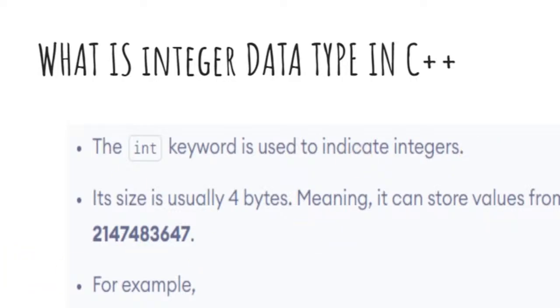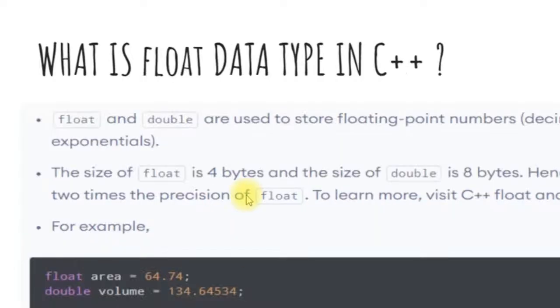So I hope you are very clear with what is the integer data type and how do you declare integer data type variables in C++. After this short discussion, we'll also have a look at the practical. So let's move to the next data type.